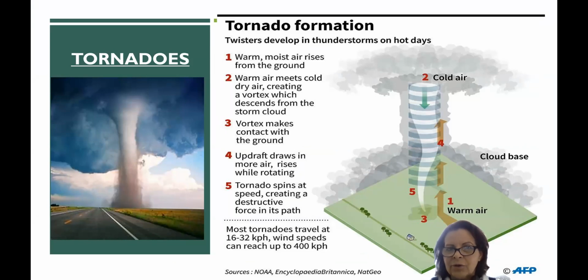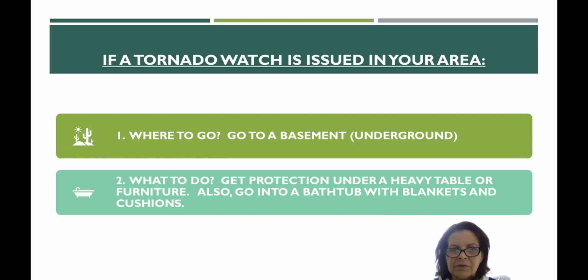warm air meets cold dry air, creating a vortex which descends from the storm cloud. The vortex makes contact with the ground, and the updraft draws in more air, rising while rotating. The tornado spins at a high speed, creating a destructive force on its path. Some tornadoes have been called very destructive tornadoes.